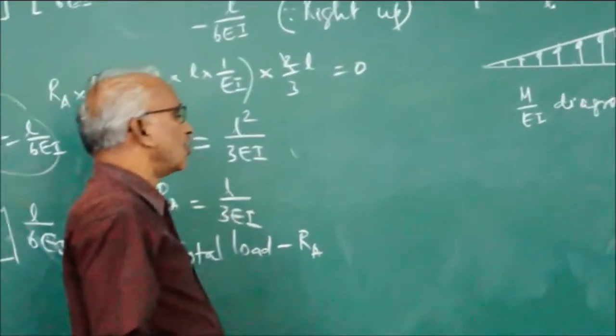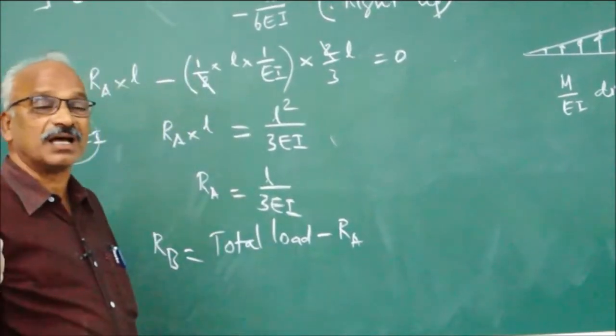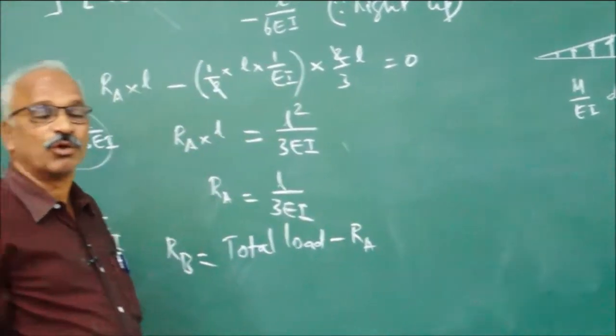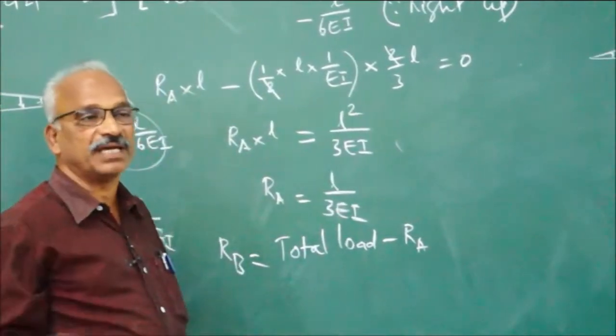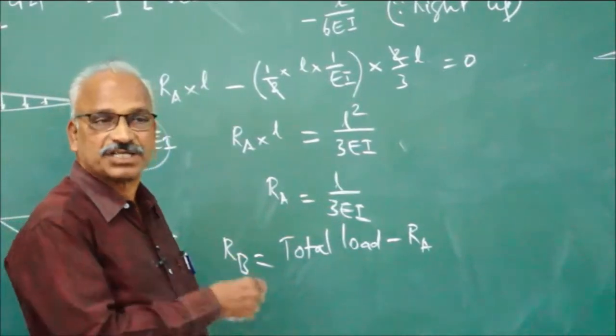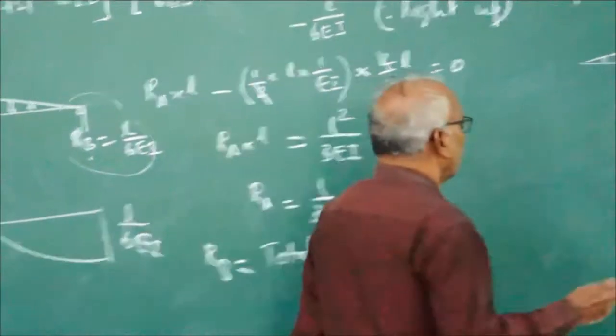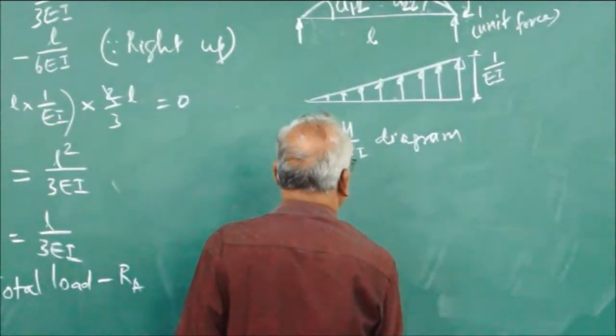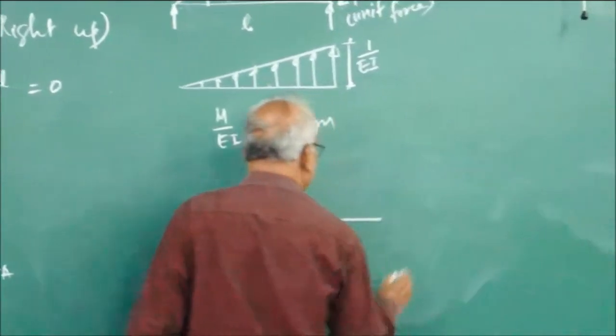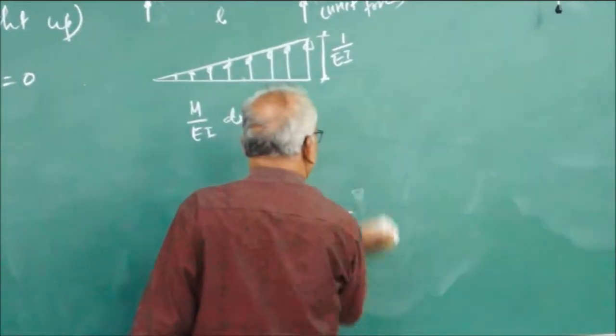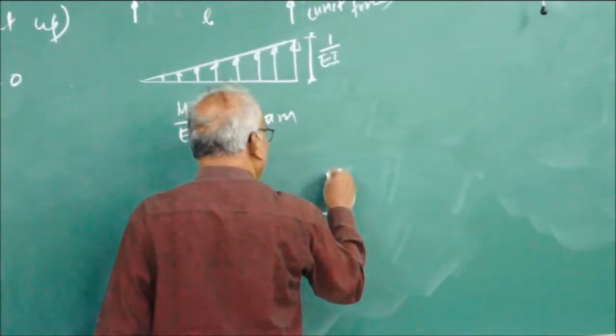So for getting the slopes, you are going to draw the conjugate beam. You are going to load the conjugate beam with the M by EI diagram. Get the shear force diagram from which you get the slope. So, what do you know? The conjugate beam will also be a simply supported beam. We load the conjugate beam with the M by EI diagram.